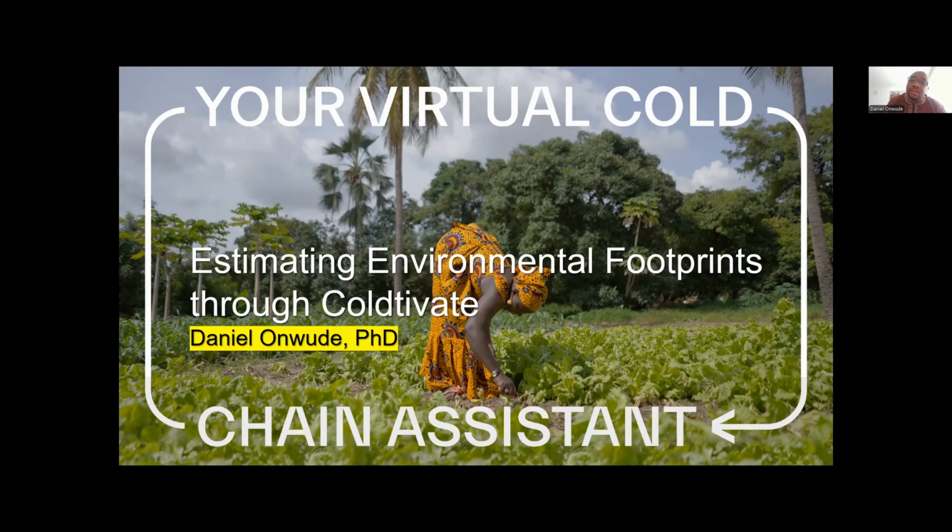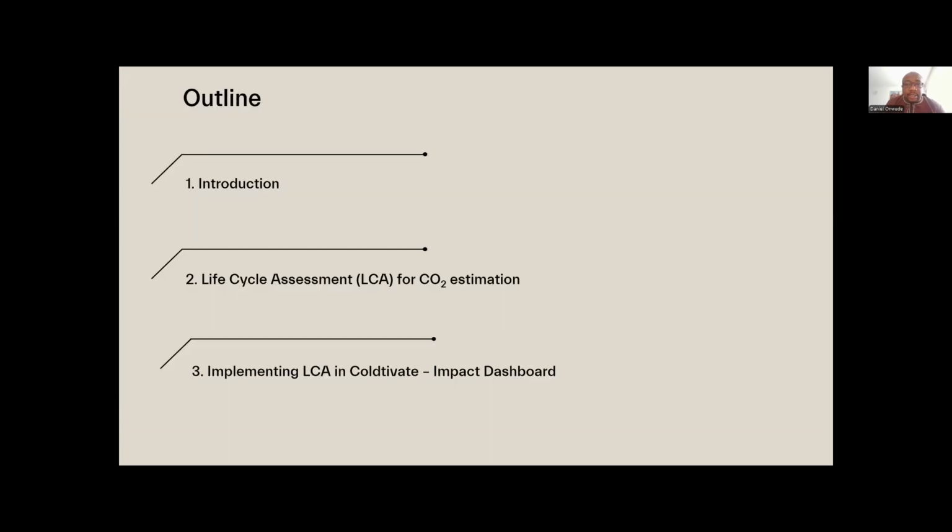But before we delve into the nitty-gritty of this approach, let's look at the outline for today quickly. I'm going to begin with an introduction where I will frame the central trade-off, which is the energy used for cooling justified by environmental benefits of reducing food loss. And then I'll walk you through how we approach this systematically using life cycle assessment, or the LCA approach. And then finally, I will show you how we are implementing the LCA within the Cultivate app.